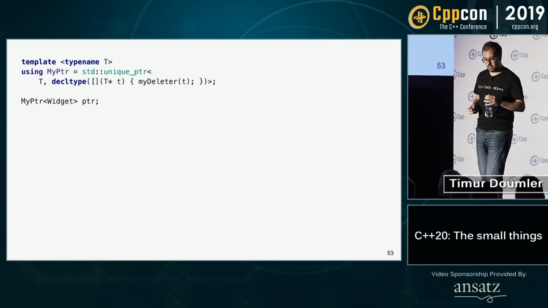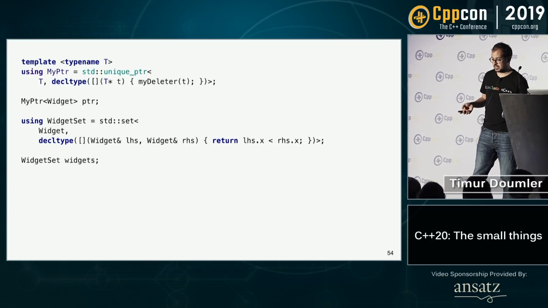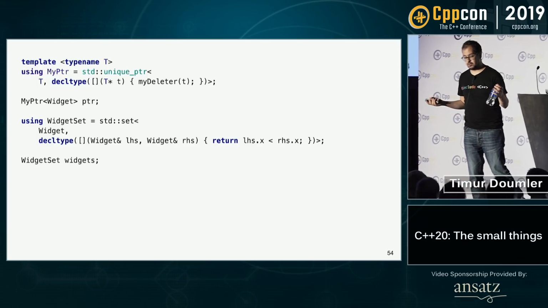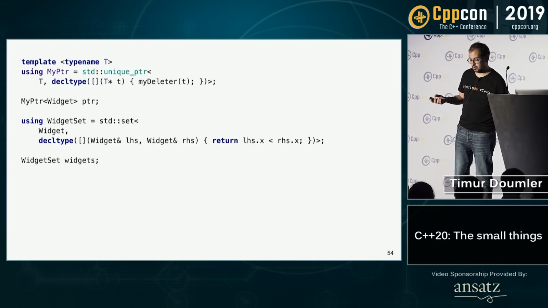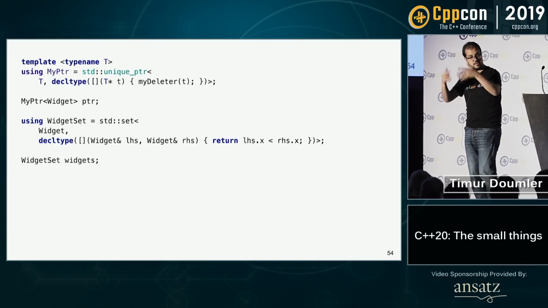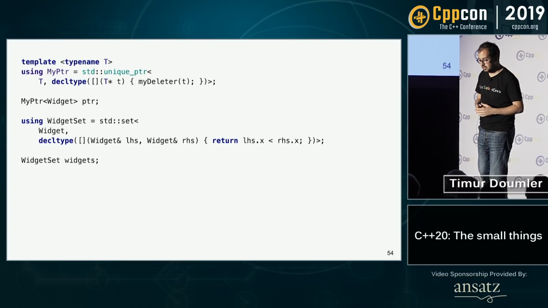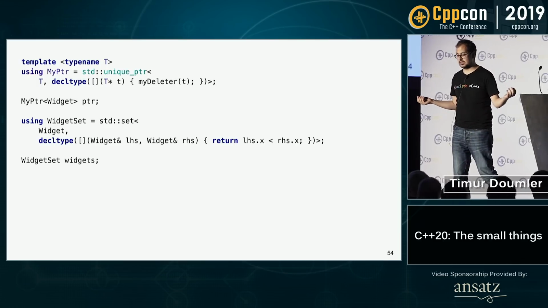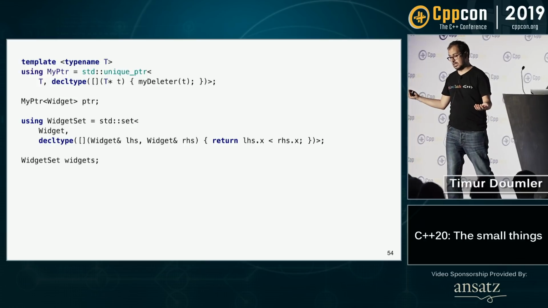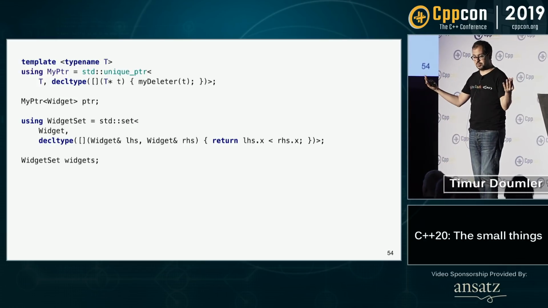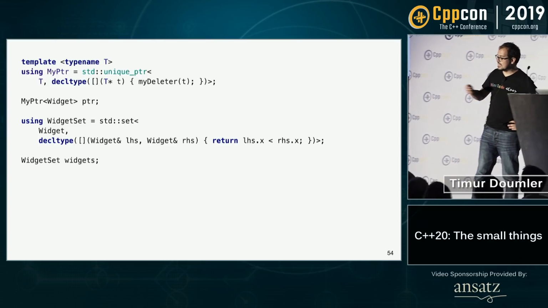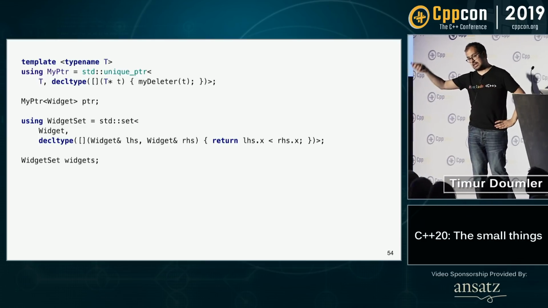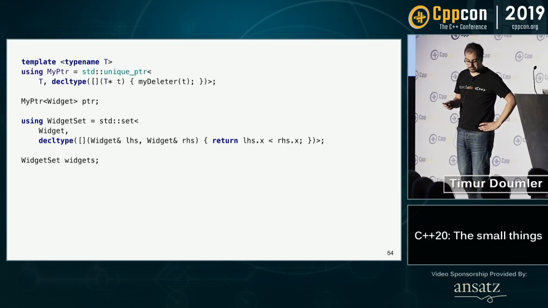Another example where it comes up is if you have a predicate. For example, you have a set or a map or whatever, where you have the comparison thing, which is also a template argument. And you can do the same thing, right? So you can say, okay, set of a widget, and then my comparator will be the type of this lambda. And then you don't have to give it an instance of that lambda in the constructor. You can just declare it in the type, and then it will just work.